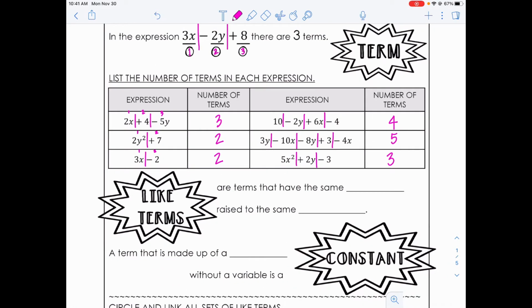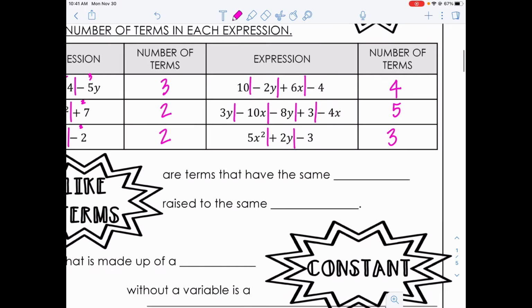Now we've talked about terms, we need to talk about like terms. Like terms are terms that have the same variable. Remember, that is the letter that represents an unknown quantity, like x or y or something like that. Like terms have the same variable and they're raised to the same power. Power means the same exponent.